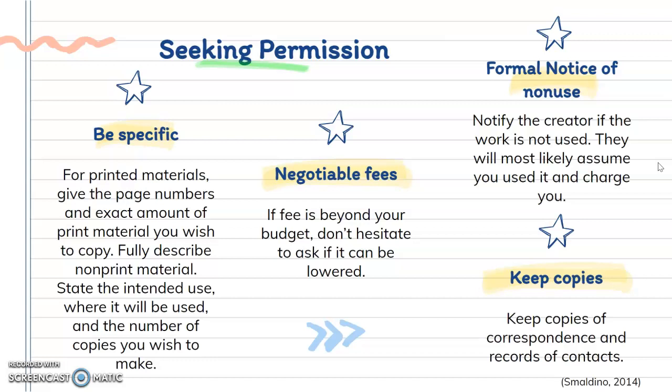Now, let's talk about seeking permission. There are 4 things that you need to remember when seeking permission to copy a work. Be specific. For printed materials, give the page numbers and exact amount of print material you wish to copy. Fully describe non-print material. State the intended use, where it will be used, and the number of copies you wish to make. Remember, there can be negotiable fees. If the fee is beyond your budget, don't hesitate to ask if it can be lowered.